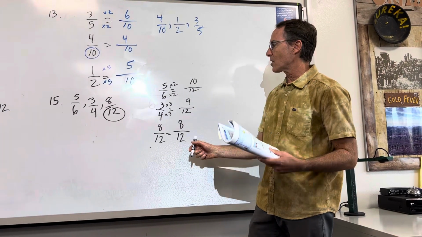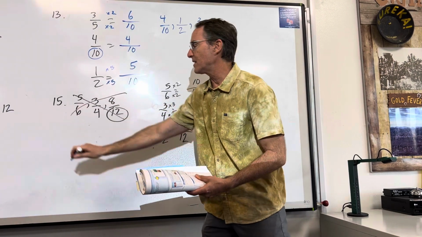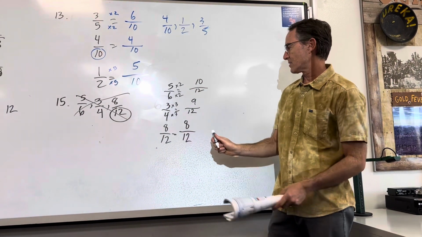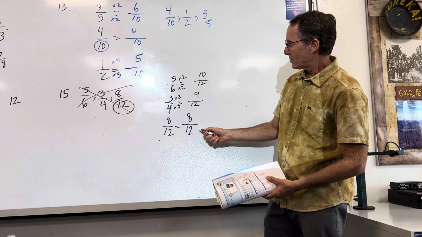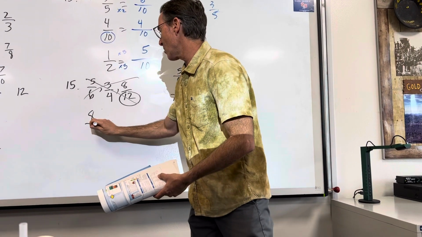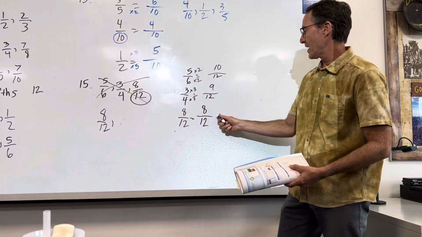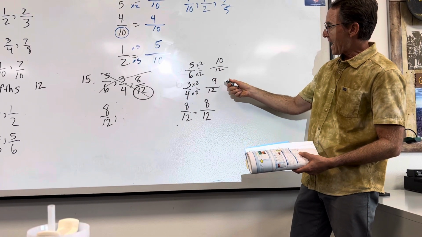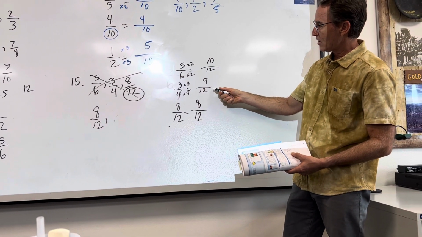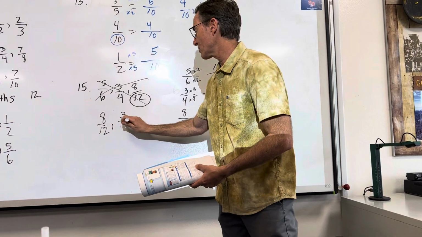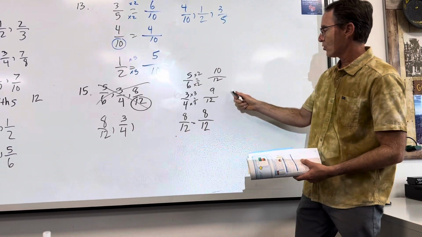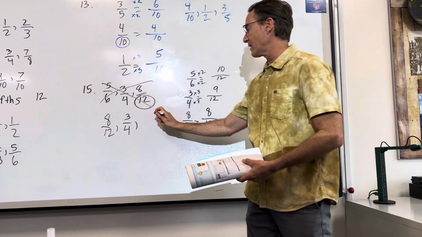Raise your hand. Someone tell me, from least to greatest, what will we do? Yes, Hannah. 8 twelfths. So 8 twelfths is our smallest fraction. Then what would come next? Actually, what would come next is 9 twelfths, which would be what? 3 fourths. And then the biggest one would be 10 twelfths, which is actually 5 sixths.